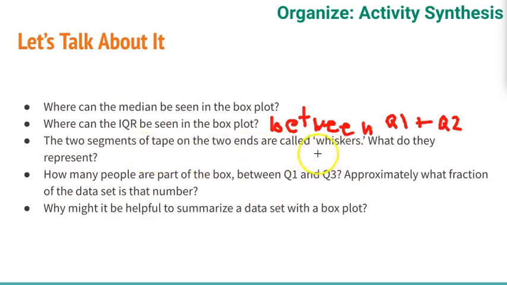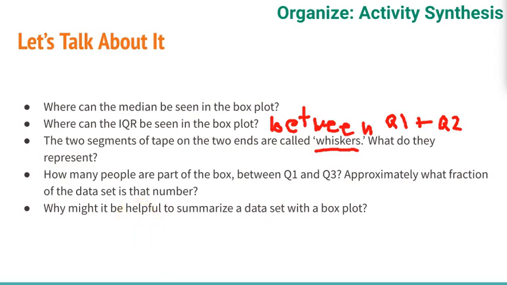And then at the end, we had the whiskers part, right? What are the whiskers? The whiskers just show the rest of the range from the minimum to the maximum. Between Q1 and Q3, how many people are in that? At least half of the data is in there, right? Somewhere around 50%, which makes sense since it's called quartile.